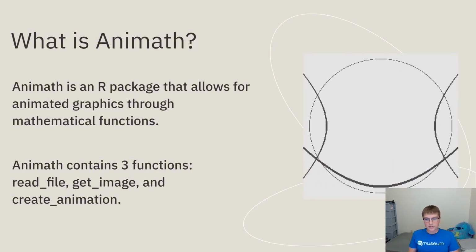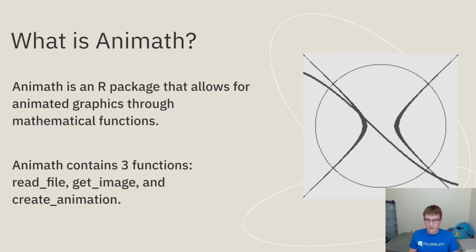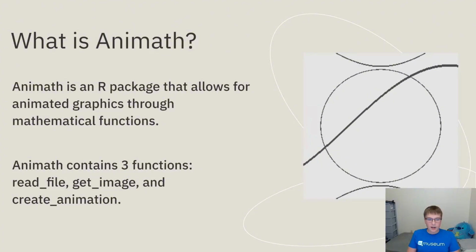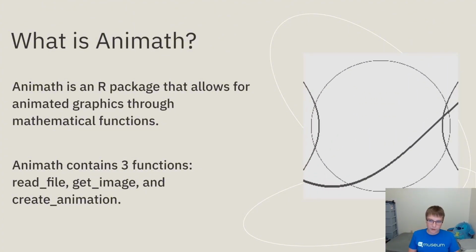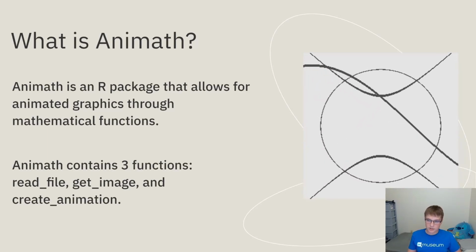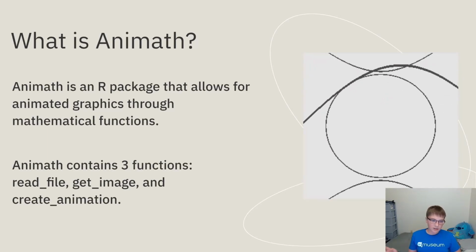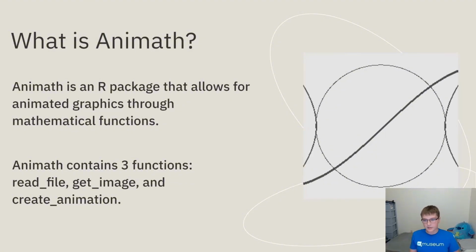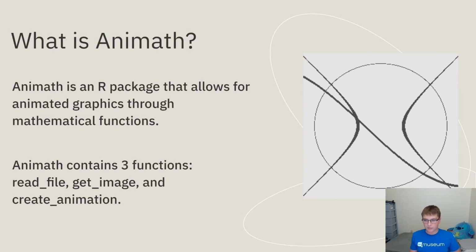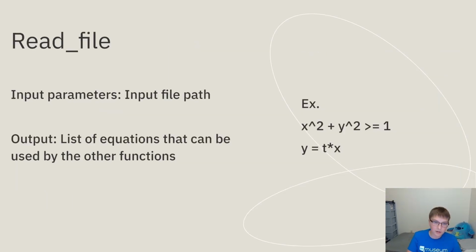There are three functions. The first is readFile, which reads from a text file that contains the mathematical equations. Then there's getImage, which gets a single frame using the functions, and then createAnimation, which uses a range of t values to create them. t is a parameter used in the functions to make them animate.